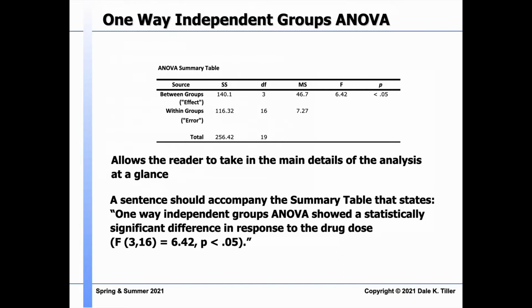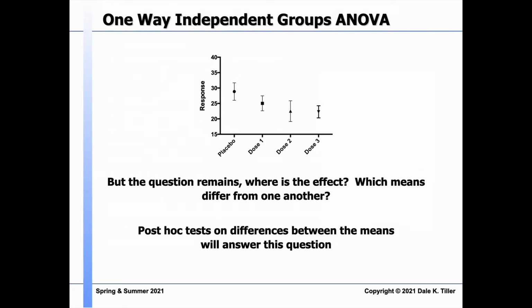Now, you will recall that I have said that the analysis needs to interpret the results in terms of the original question posed, and this only goes part of the way because it doesn't tell us which, if any, of the drug doses was effective. And these questions are answered by the follow-on tests that we will do once we have calculated a statistically significant F statistic. So the question remains, where is the effect? Which means differ from one another?